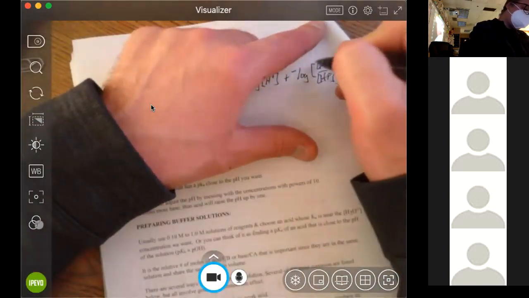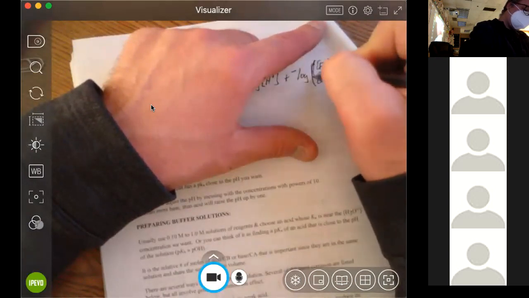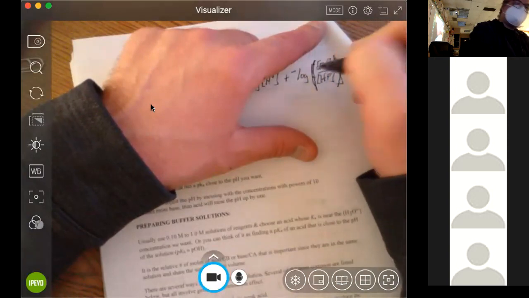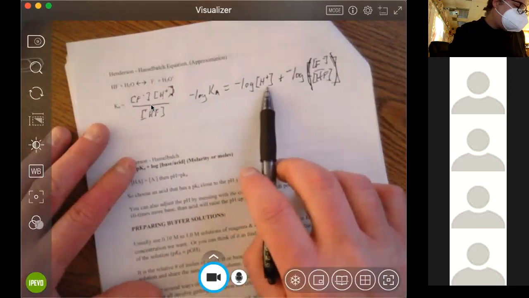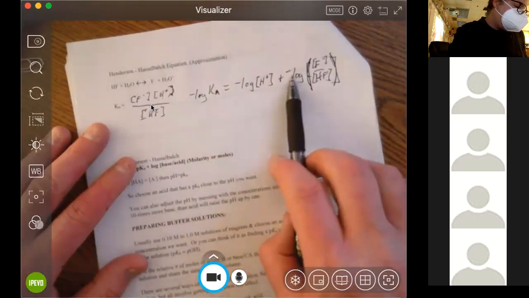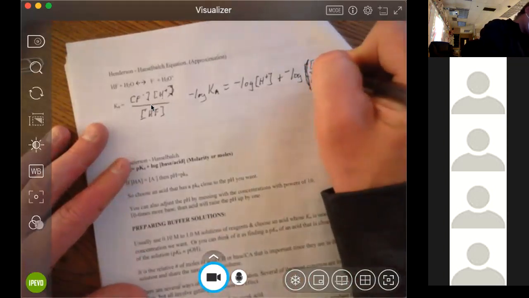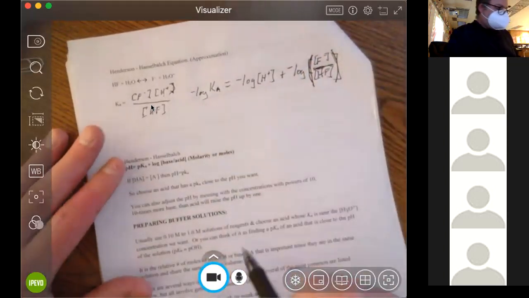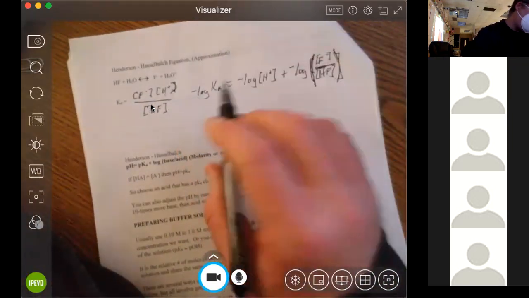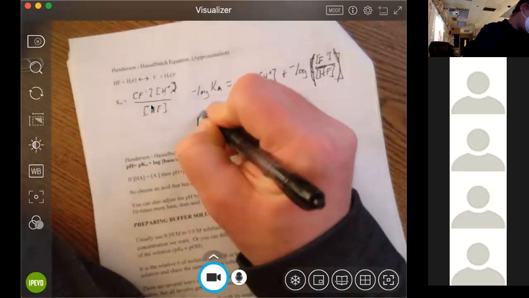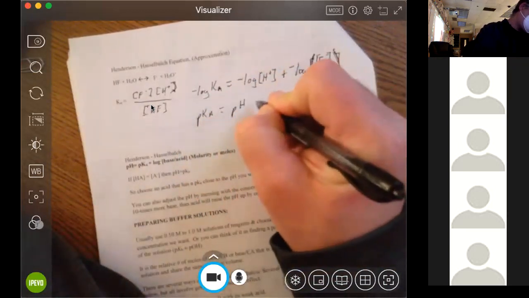Actually, I should not put brackets around that. That could upset somebody, because in chemistry, brackets like that mean concentration. The negative log Ka equals negative log hydrogen ion concentration plus the negative log of the base over the acid concentration. And then we can do a little bit of rearrangement. Negative log of Ka equals pKa, and negative log of hydrogen ion concentration equals pH.